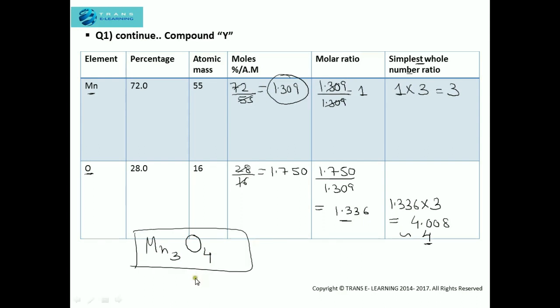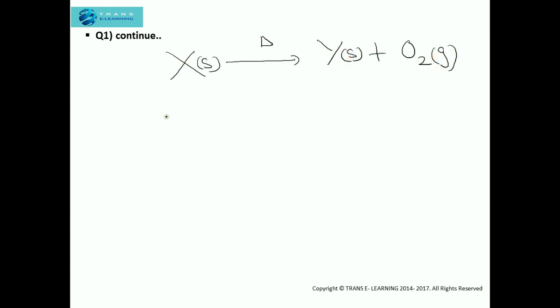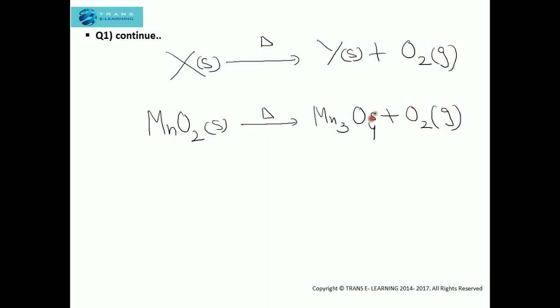We have calculated the empirical formula of compounds X and Y. Now it's time to write the balanced chemical equation. The equation I wrote in terms of X and Y was: X when heated gave us Y plus oxygen gas. The empirical formula of X that we found was MnO2, which is solid, and when it was heated we got Y, whose empirical formula we found to be Mn3O4, plus oxygen gas. Both of these are solids. Now we need to balance this equation.